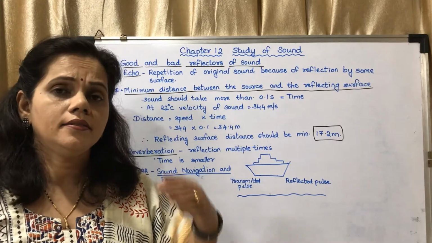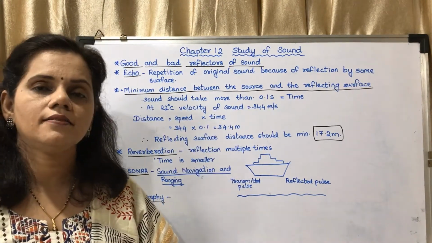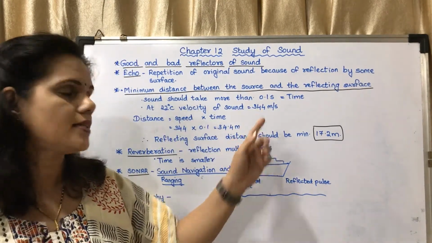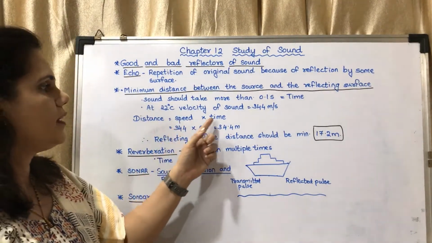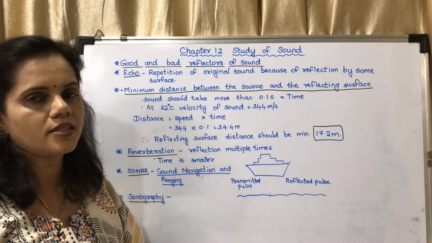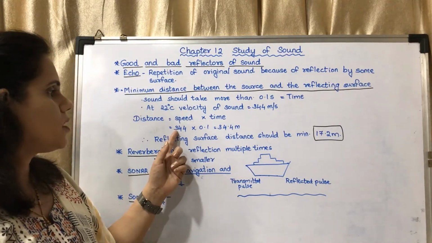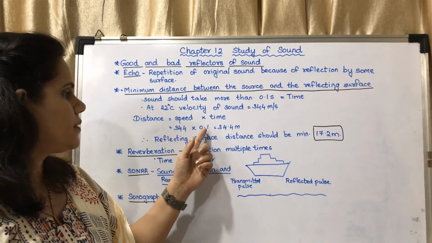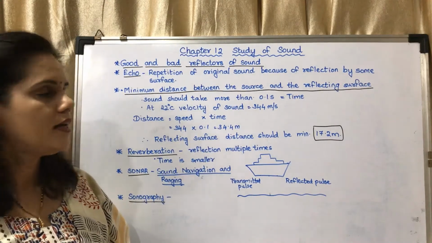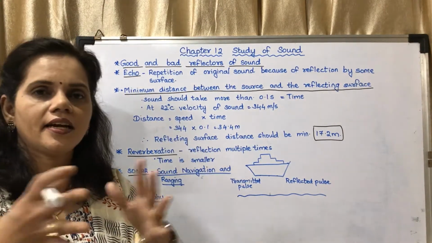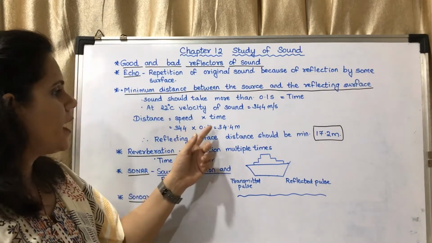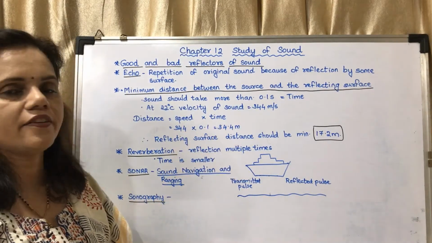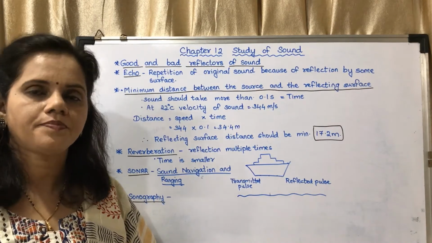Okay, and the velocity of sound at 22 degrees Celsius is 344 meters per second. So we have the speed, we have the time. Velocity is 344 and time is 0.1. Here speed and velocity are common terms which are used for you to understand. Now this will give you 34.4 meters.